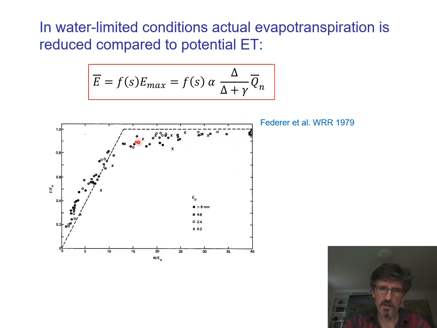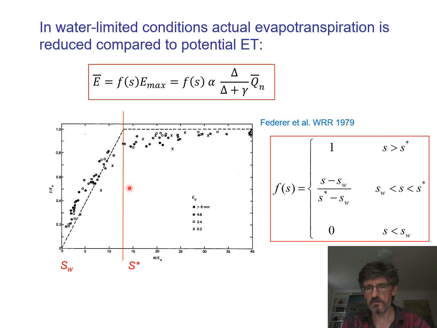Almost a plateau up to a point where there is a more sudden drop, almost linear, and then almost to zero. So even they suggest a piecewise linear approximation going up to a point where we can say that there is an S star and then a plateau at Emax. So all in all, a modulating function f of s of this type, 1 above S star, linear decay between S wilting and S star, and 0 or almost 0 below S wilting, is a good approximation that we will use later on.